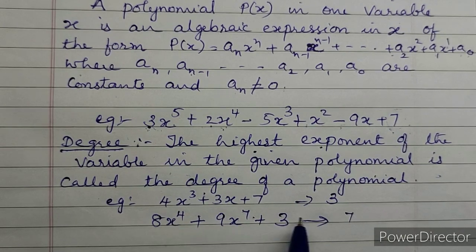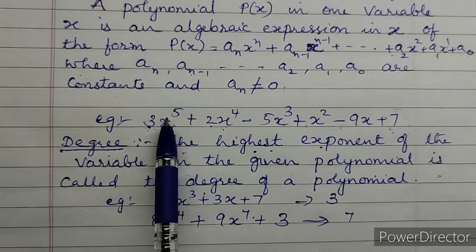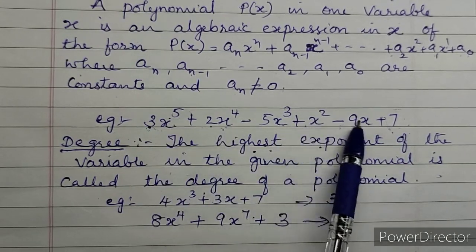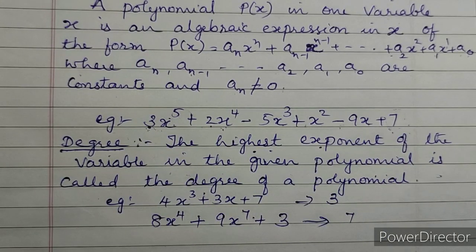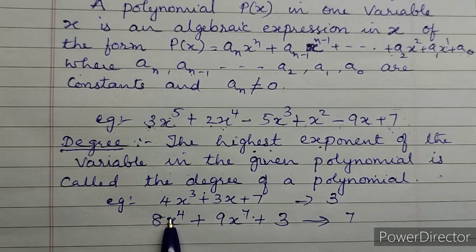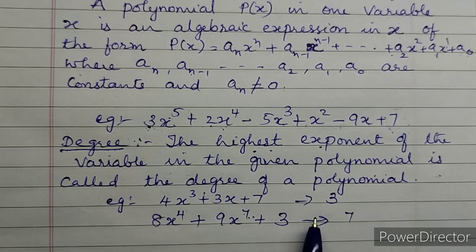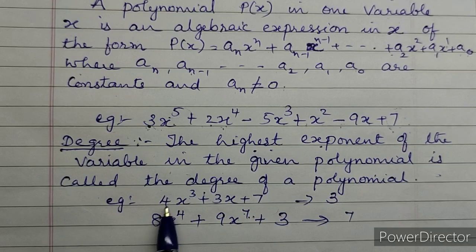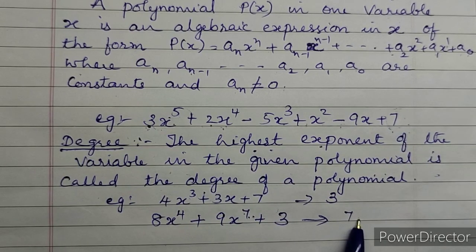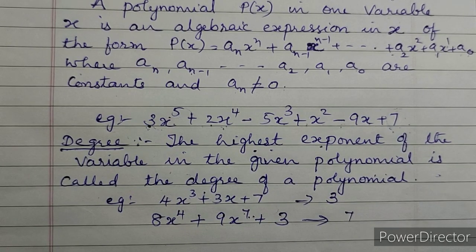So like that, the terms can be jumbled and given also. It's not particular that 5, 4, 3, 2 like that it should come. It can be jumbled also. So anyway, see, 4, after that 7 has come. So like that also it can come. Whichever is the highest number you have to select, that will be the degree of the polynomial.